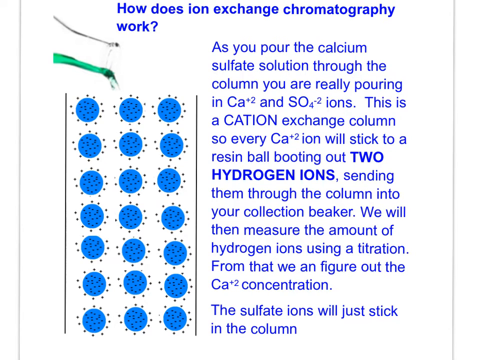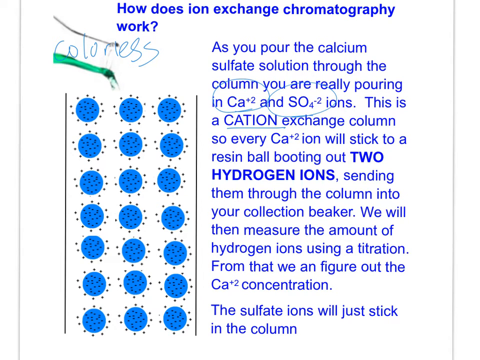So what is column chromatography and how does it work? You're going to be pouring your calcium sulfate solution into the column. It is a colorless solution, and you know it's got calcium 2+ and sulfate 2- ions in it. This particular exchange is a cation exchange. There's anion and cation; we're doing cation. So all the little resin balls, the blue balls here that you see, are naturally negatively charged.